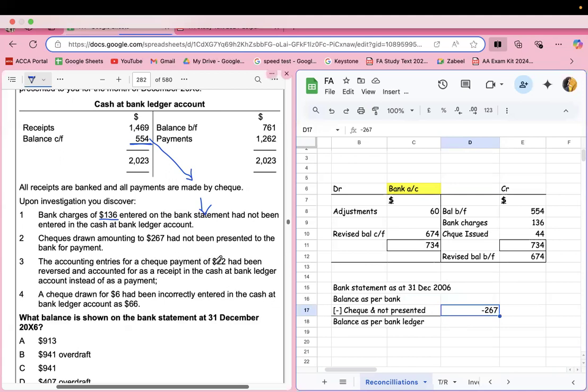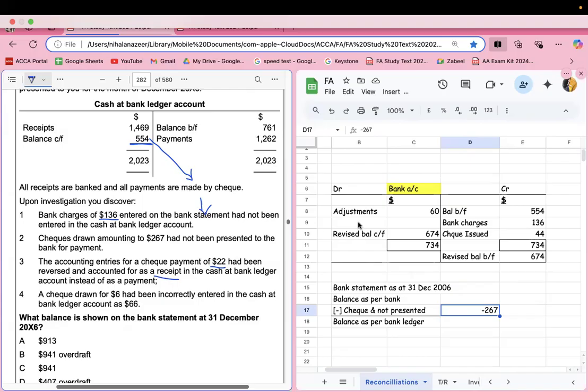Third adjustment. The accounting entries for a check of 22 had been reversed and accounted for as received in the cash book ledger, accounted instead of as a payment. So it was taken as a receipt, right? See, it is a payment, right? When you pay a check, what happens? Your balance goes down, right? But what happened? They have taken it as a receipt. So 22, they got in excess on the debit side. Clear? It should be a credit.